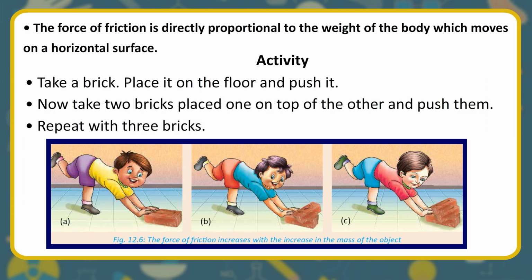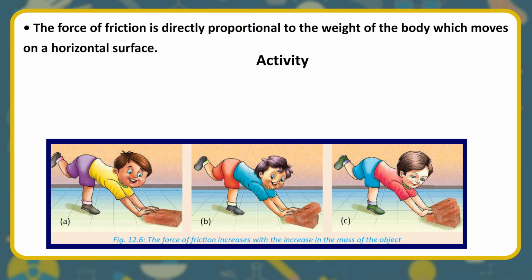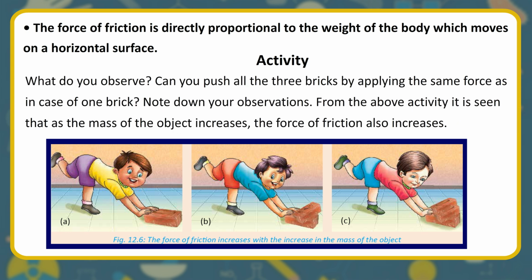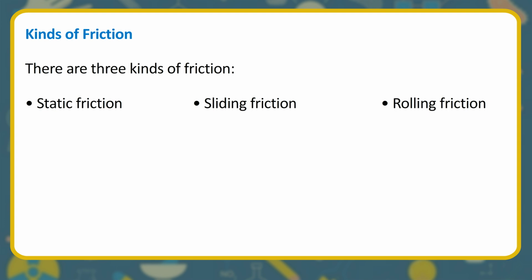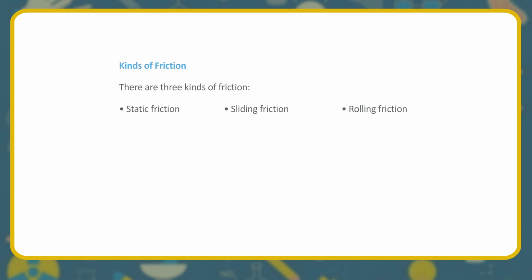Activity. Take a brick, place it on the floor and push it. Now take 2 bricks placed one on top of the other and push them. Repeat with 3 bricks. What do you observe? Can you push all the 3 bricks by applying the same force as in case of 1 brick? Note down your observations. The force of friction increases with the increase in the mass of the object. From the above activity it is seen that as the mass of the object increases, the force of friction also increases. Kinds of friction. There are 3 kinds of friction: static friction, sliding friction, rolling friction.